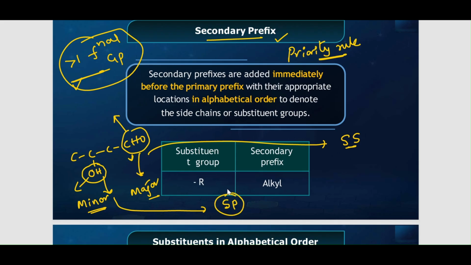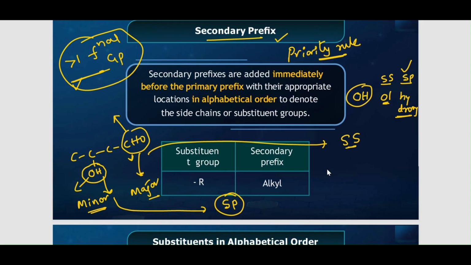Once again, for every functional group we have a secondary suffix as well as a secondary prefix. Suppose, for example, I will repeat: for alcohol the secondary suffix we have already discussed, that is ol, the last two letters, right? Now the same functional group, if it is minor, when the carbon compound contains more than one functional group, then the secondary prefix will be used as hydroxy.